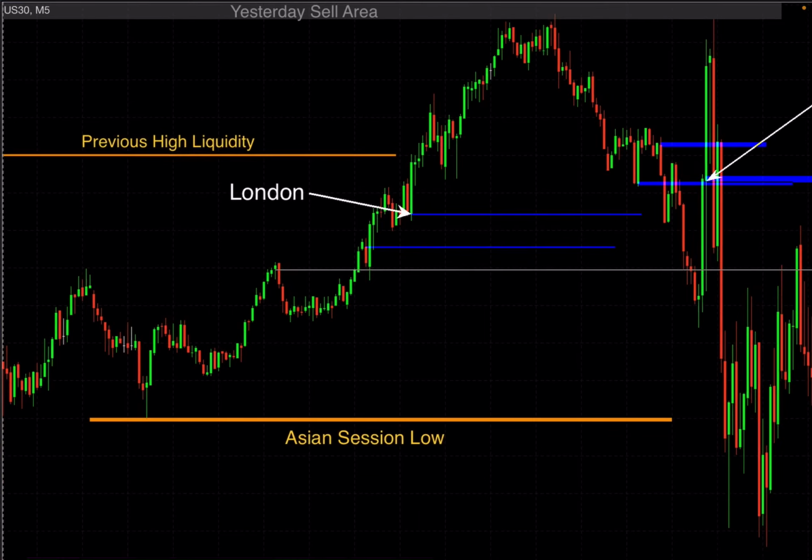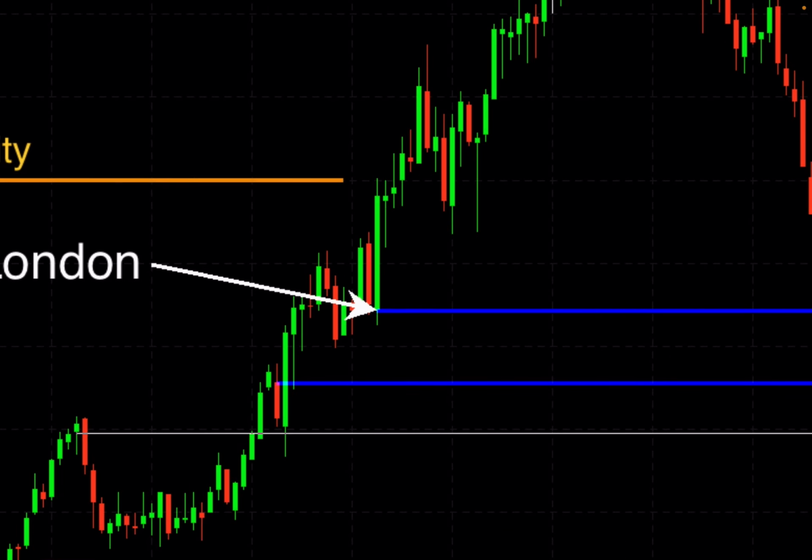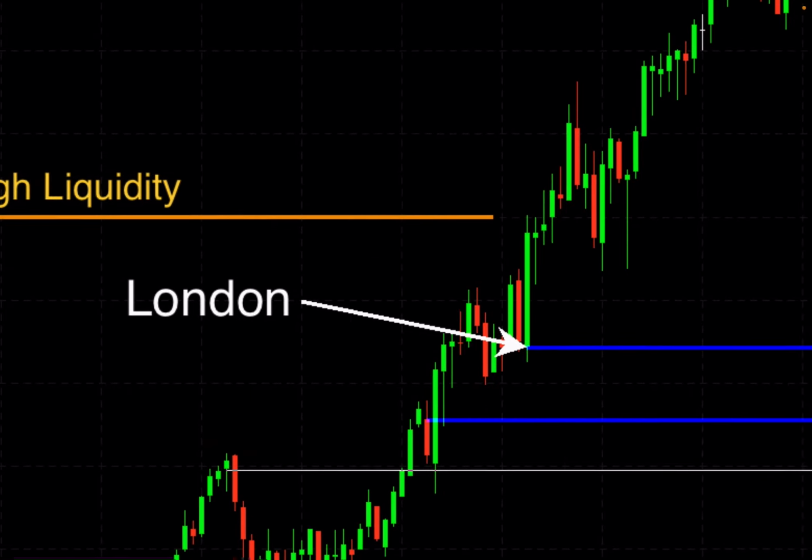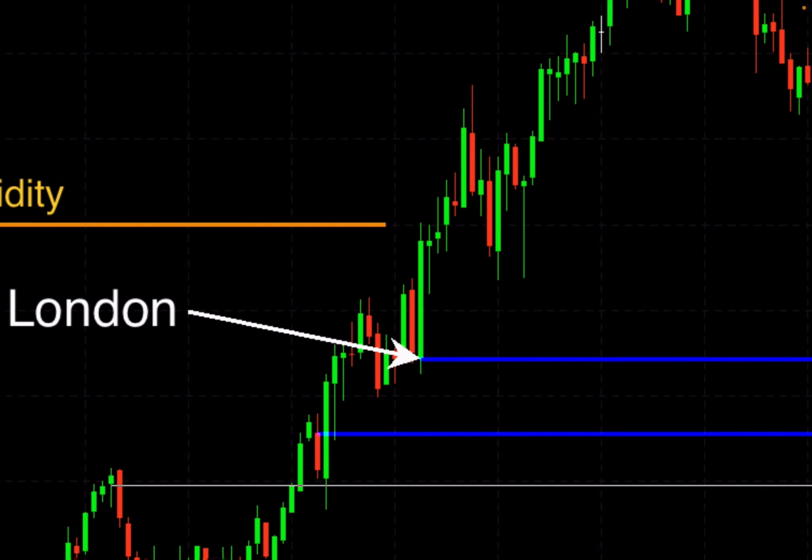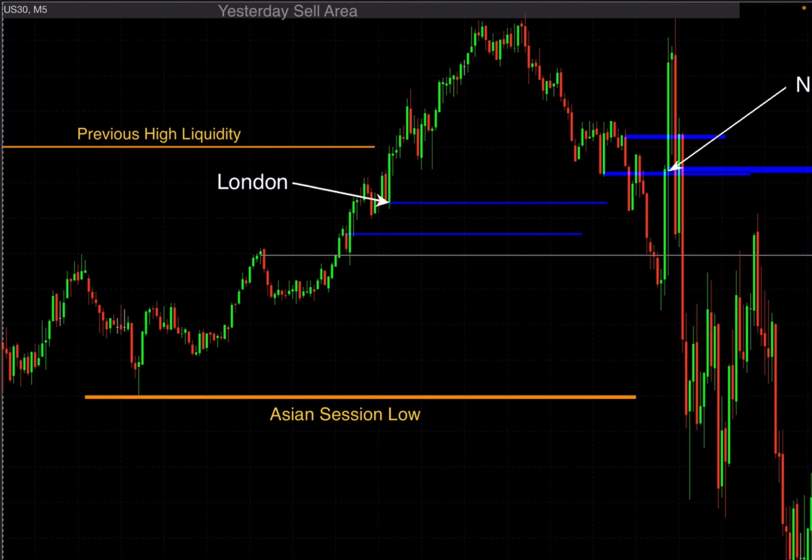So this sell, after taking this previous high liquidity, would have resulted in break even, in my opinion, and then it continues towards the upside. So that would have been hardly any profit unless you got the buy from retesting the mop.